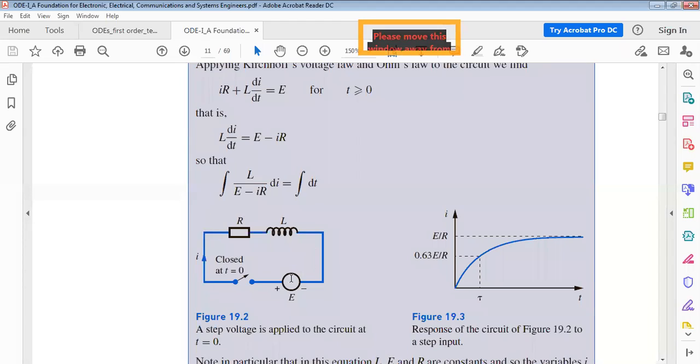Actually this is the circuit. This is the given circuit, and this is the resistance. L is what actually, you know? Can you say what L is?